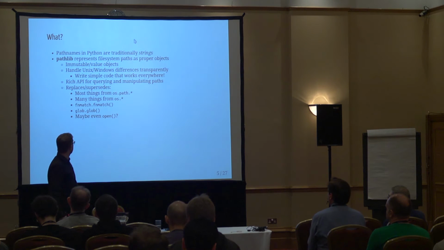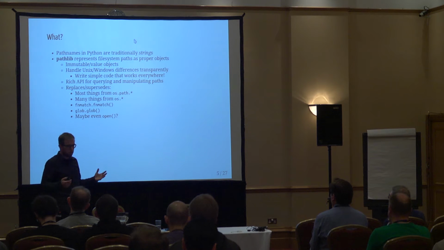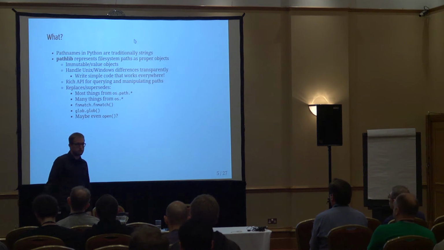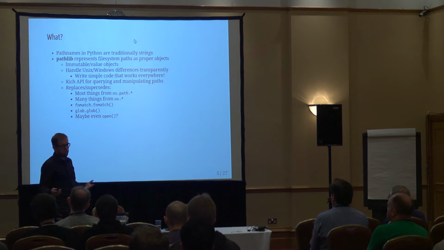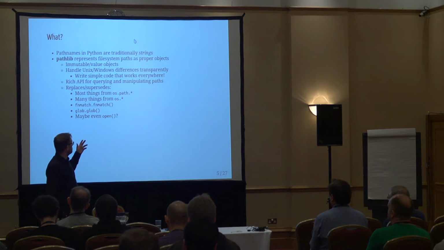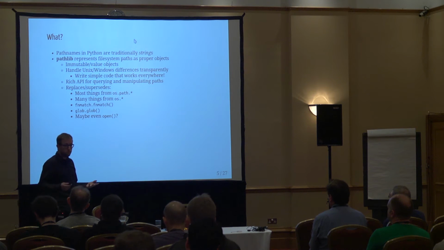So what is pathlib? Well, in Python, path names are traditionally strings used to represent file system paths. You pass a string to open, you pass a string to the various OS functions. What pathlib does is represent them as proper first-class objects, where you can actually query the path by its properties.